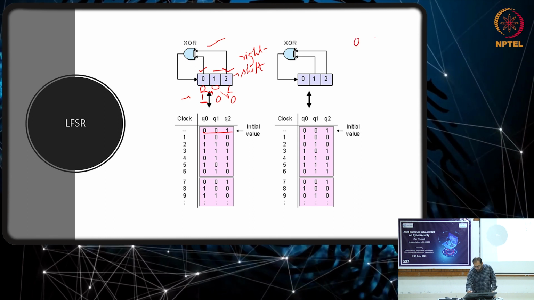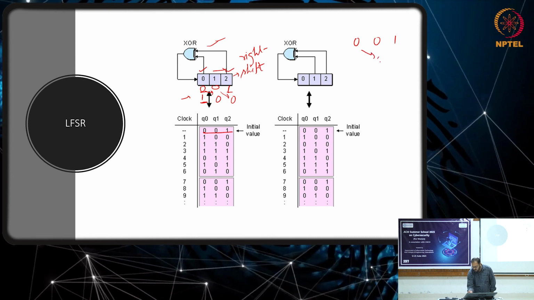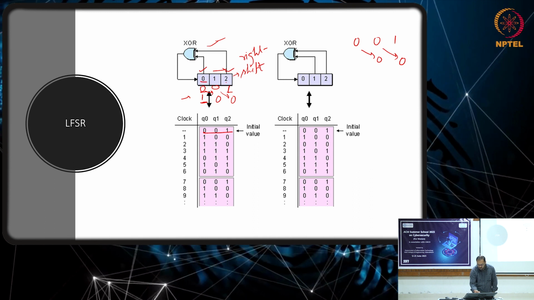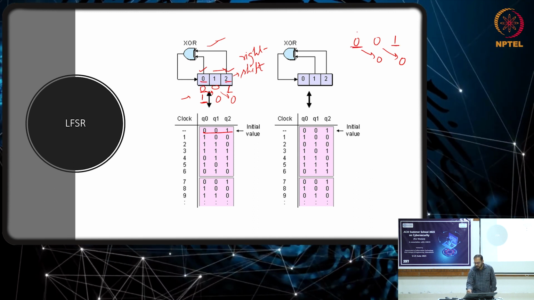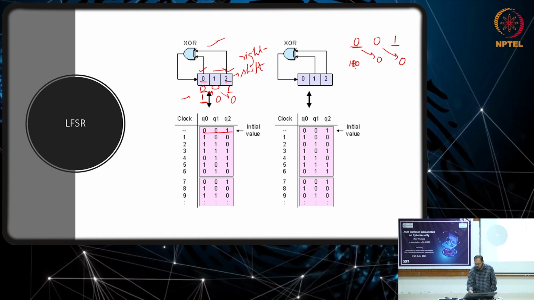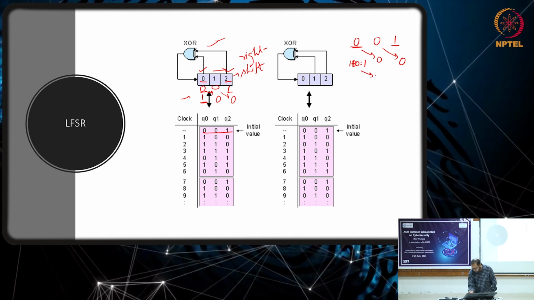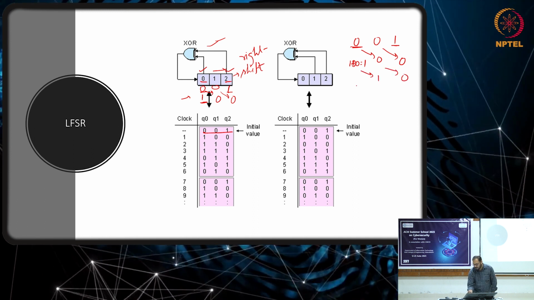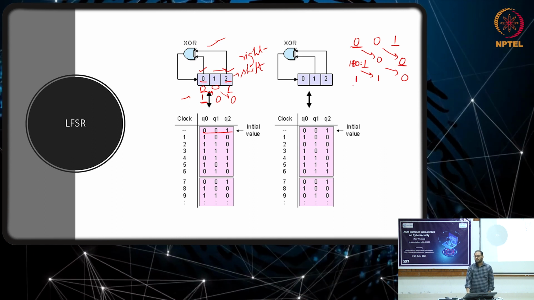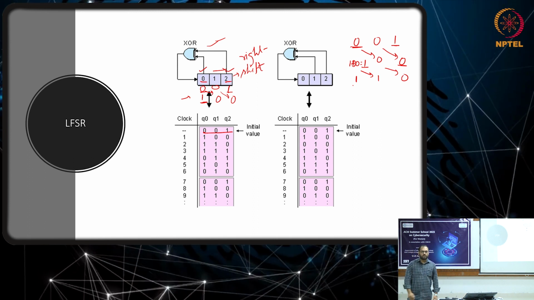Initially the values were 001, right? This bit will shift to this position, this will shift to this position, and these two bits, first and last, are getting XORed. So here 1 XOR 0 is coming, that is 1. Now next clock again this 1 will shift here, this 0 will shift here, and from the previous these two will be XORed and it will be stored in the first bit of this register. This pattern you have to follow.